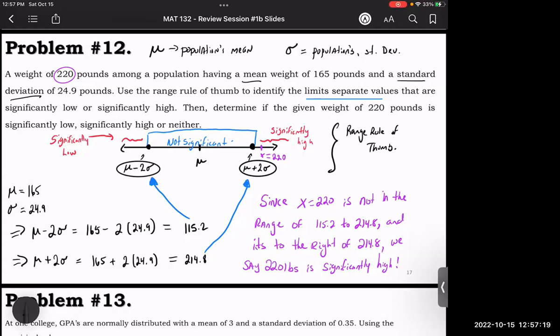You can do it by hand, but it's really just computing two values, and then you make a comparison. Where is the data value located on that line? Is it in the range or outside of the range? If it's to the left of the lower limit, then it's significantly low. If it's to the right of the upper limit, it's significantly high. Any questions with problem 12?